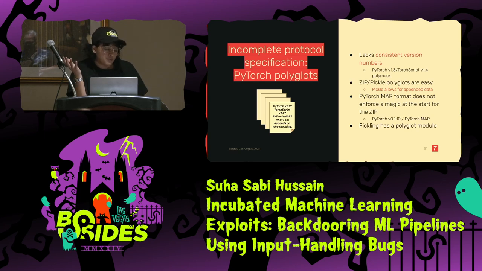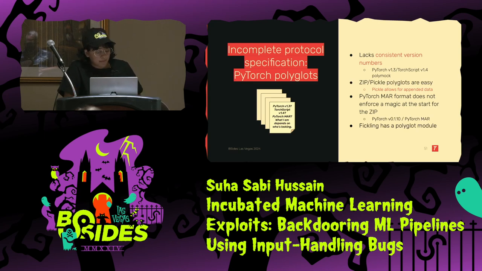Another bigger issue is the reliance on zip and pickle here. So pickle is a streaming file format that ends once it reaches the stop opcode, which means when you're parsing it, any data after that stop opcode is fair game. Another thing is most zip parsers don't enforce the magic at the start, like the PyTorch MAR. So you can append a zip to a pickle file to create a zip pickle polyglot, which gives you some good PyTorch polyglots.